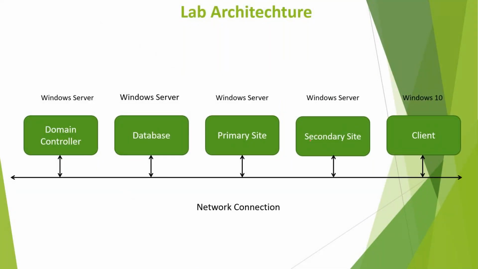So when we go into the training, first of all, we will create one network connection so that all machines can be connected to that network. We will create multiple servers like domain controller, database, primary site, secondary site, and then one Windows 10 client machine or Windows 11. All will be connected to the same network so that they can talk to each other. So that is going to be our lab architecture.